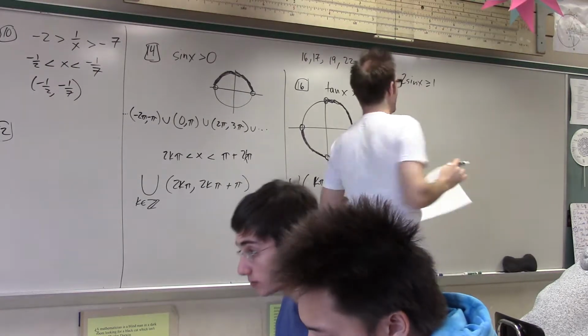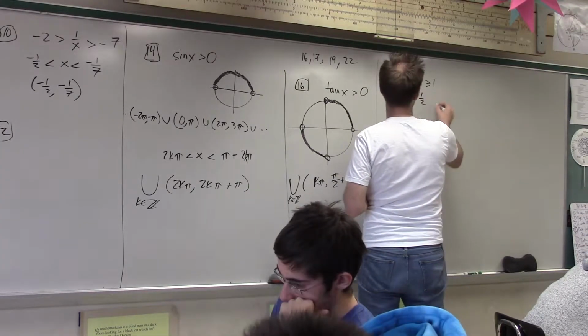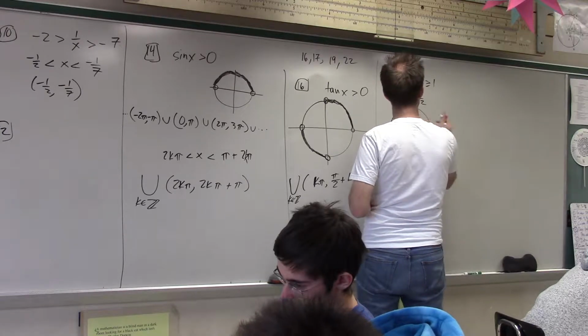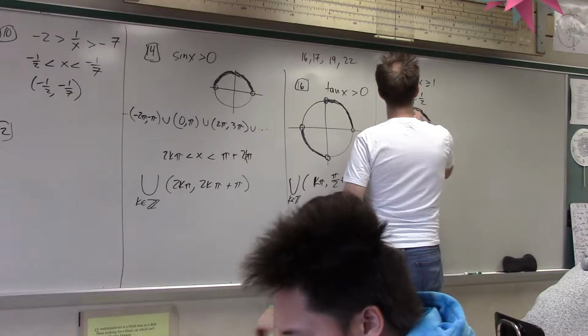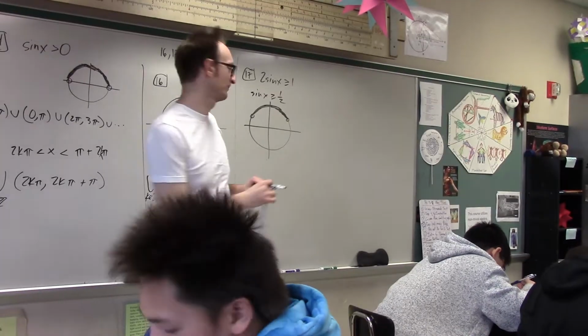Alright, so if 2 sine x is greater than or equal to 1, then that means sine x is greater than or equal to half. So when is sine bigger than half? Sine is the y coordinate, so you just make ourselves a happy picture. And the answer is it's everything from pi over 6 to 5 pi over 6 basically.